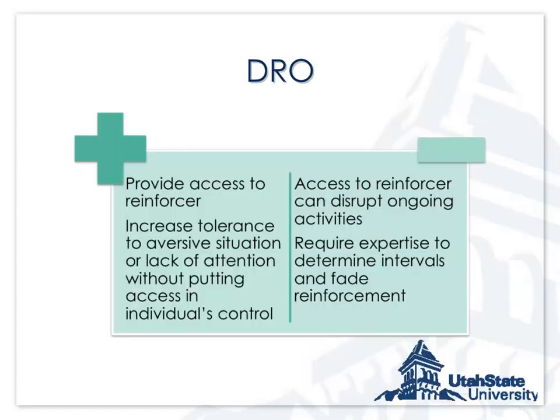3 minutes. Differential reinforcement of other behaviors is a useful procedure that can decrease problem behavior by providing access to reinforcement at regular intervals in the absence of problem behavior. It can be effectively used to increase tolerance to an aversive situation without putting access to reinforcement in the individual's control. As with other differential reinforcement procedures, periods of access to reinforcement might be difficult to manage, and decreasing rate of reinforcement sometimes requires supervision in order to be effective.